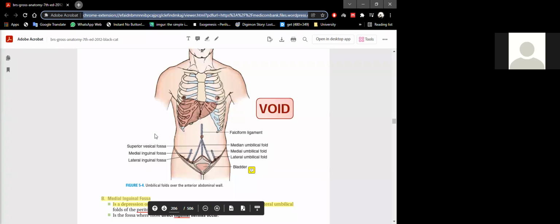Just wait a bit and you'll see it. Okay, we have another structure over here that's going from the umbilicus down over here and over here. This is what we call the medial umbilical fold.